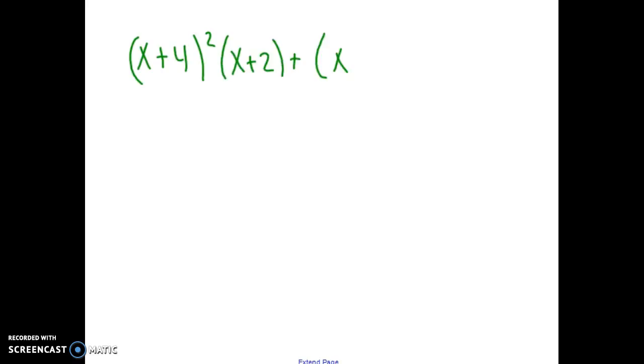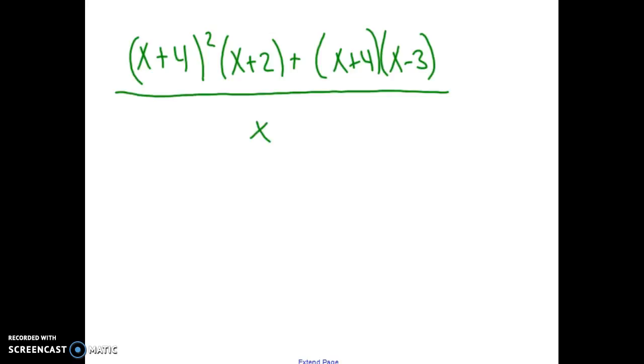Sometimes we simplify by factoring. I'm going to make this really, really ugly: x plus 4 times x plus 2 plus x plus 4 times x minus 3, and I'm going to stick this all over x plus 4. One thing you can do is break this apart into two different fractions, one fraction with this side and the other fraction with a plus sign in between, and then I can cancel things out.